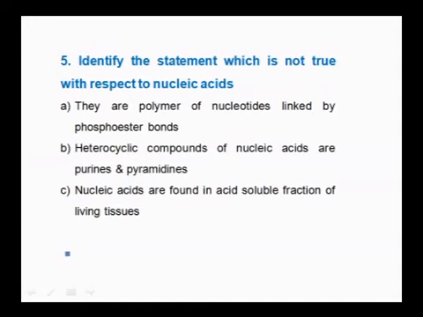C. Nucleic acids are found in acid soluble fraction of living tissue. And option D, its sugar is pentose and also referred as furanose. The right option for this question is option C, where nucleic acids are found in acid insoluble fraction of living tissue. So these are not the acid soluble component, they are the acid insoluble component. Therefore, C option is the right one.